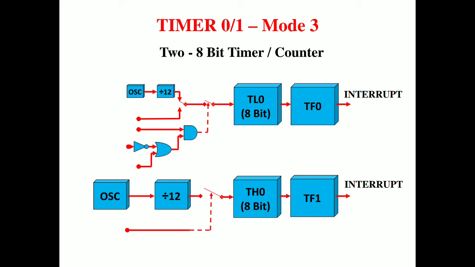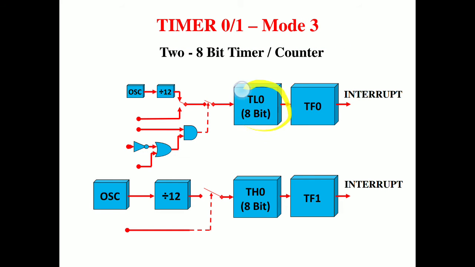After that, to detect the overflow condition, one more flag is available in the TCON register, that is TF, the timer overflow flag. TF0 is generally used for timer 0 and TF1 is generally used for timer 1. But in case of mode 3, TF0 is used for TH0. I am repeating the sentence: in case of mode 3 operation of a timer, we are considering timer 0 working in mode 3.